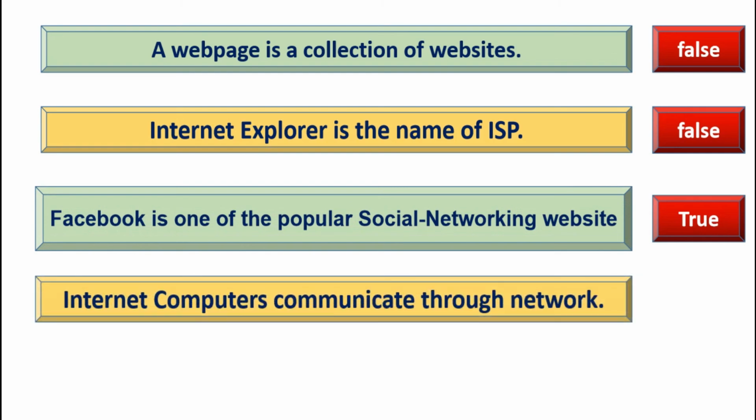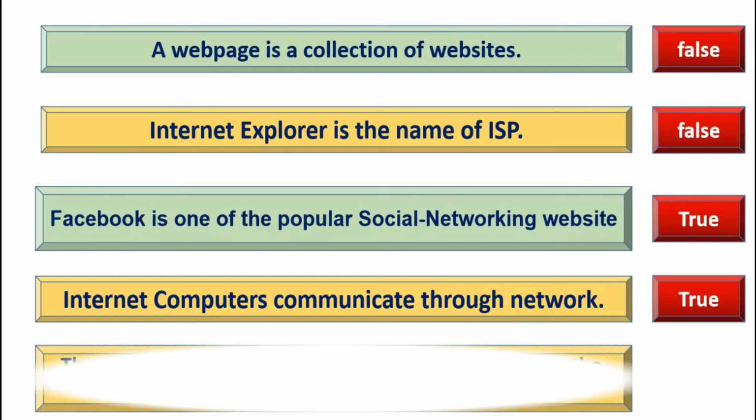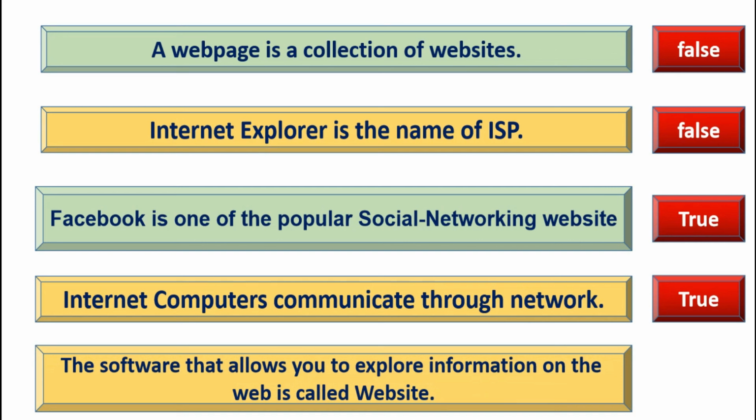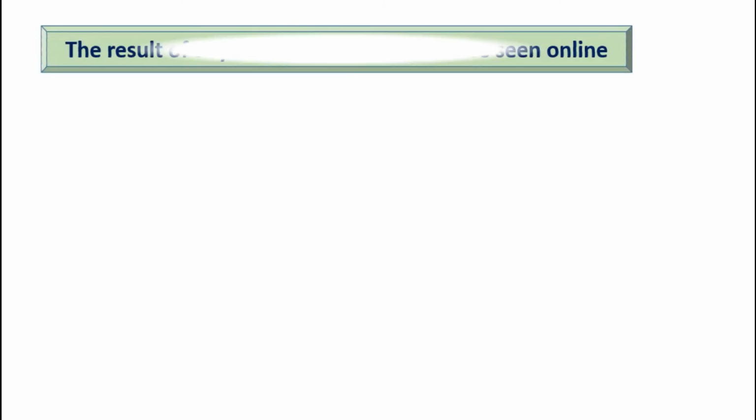Internet computers communicate through network. Of course, yes. The software that allows you to explore information on the web is called website. Answer is false. Website is not a software. Next is, the result of any board or university can be seen online. Yes, we all know that the result of any university or board, like 12th, 8th and 10th, we all see our result on internet.